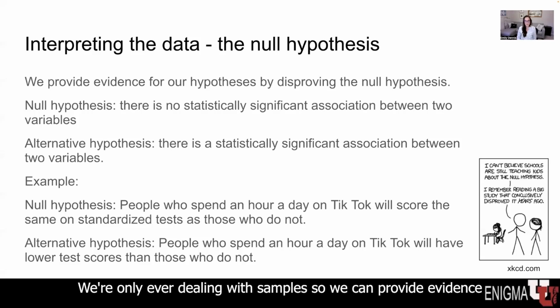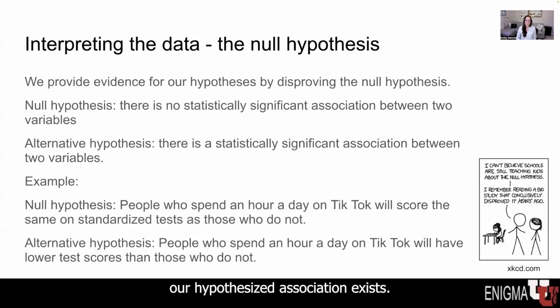We're only ever dealing with samples, so we can provide evidence to support our hypotheses, but we can never prove that our hypothesized association exists. We can disprove the lack of association, though. And if this is a bit confusing, don't worry, we'll go into a lot more detail on it, just to orient you to our thought pattern, what we prove and what we disprove, and how we go about setting up our statistical analyses.